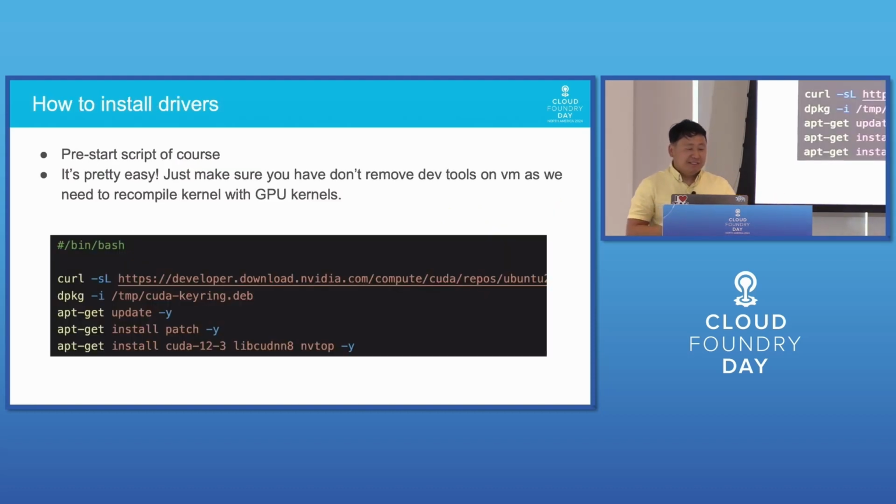So how do we install the drivers? Turns out it's pretty easy. Just a simple pre-start script. I cut it out, but I have a sample repo at the end where you install the Debian package, and then you install the CUDA drivers, which installs all the NVIDIA drivers you need to run machine workloads. You also need to not remove the dev tools. There's a BOSH environment variable that removes dev tools from the running machine. We need those to recompile the kernel for the GPU.